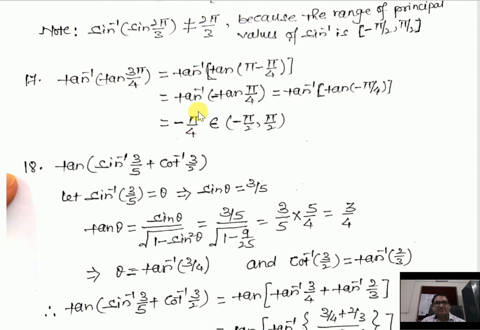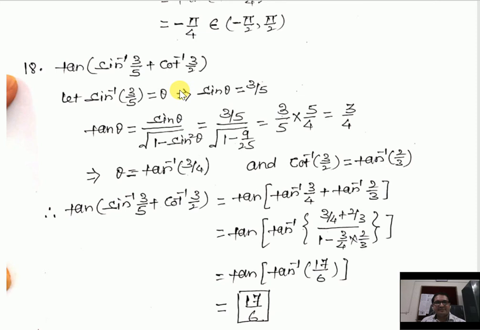Question number 17, tan inverse tan 3 pi upon 4, again. You have to break pi minus pi upon 4. So tan of 180 minus theta is minus tan theta. In the second quadrant, sin and cosec are plus, other trigonometrical functions will be minus. Again tan inverse tan minus pi upon 4. It will be minus pi upon 4, which belongs to the principal value of tan inverse. Hence this is the answer.